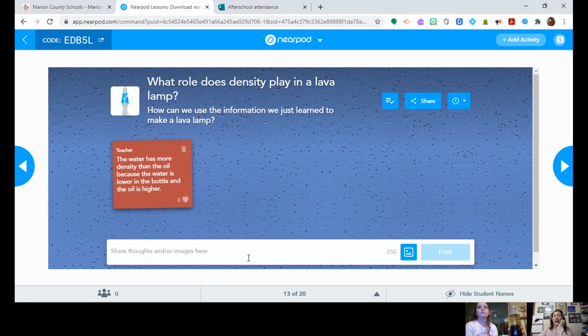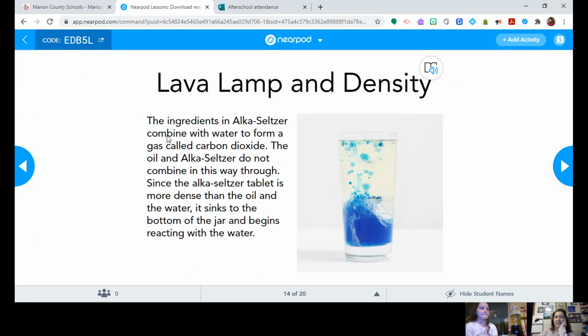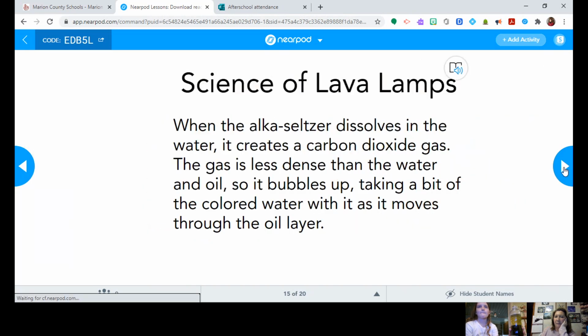Very good. So now you've learned that different liquids have different densities, and it's the density of that liquid that creates the illusion of the lava lamp. The ingredients in Alka-Seltzer combine with water to form a gas called carbon dioxide. The oil and the Alka-Seltzer do not combine in this way. Since the Alka-Seltzer tablet is more dense than the oil, it sinks right through the oil and hits the water. That's when the reaction begins and the carbon dioxide gas is formed.